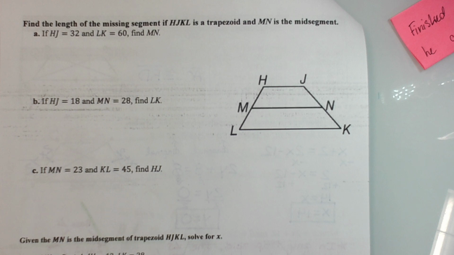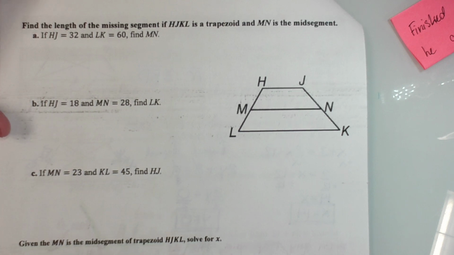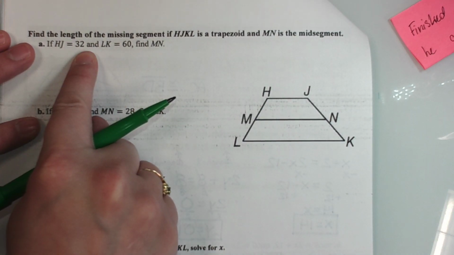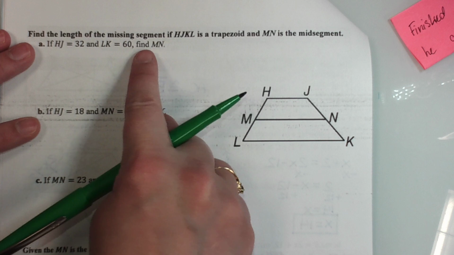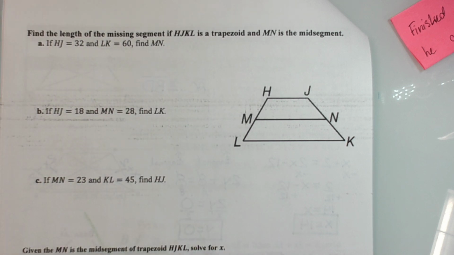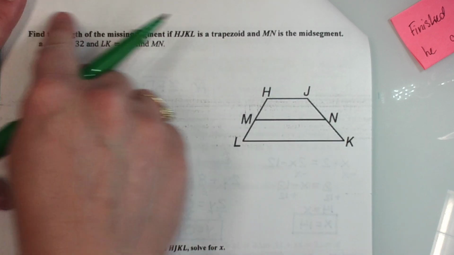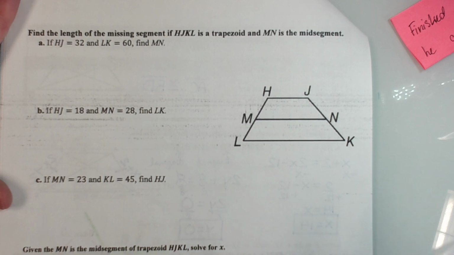Find the missing, or the length of the missing segment if HJKL is a trapezoid and MN is the mid-segment. Now, first one, HJ is 32, LK is 30, find MN. Which of those three is the midsegment? HJ, LK, or MN based on the picture, based on what it says above? MN.